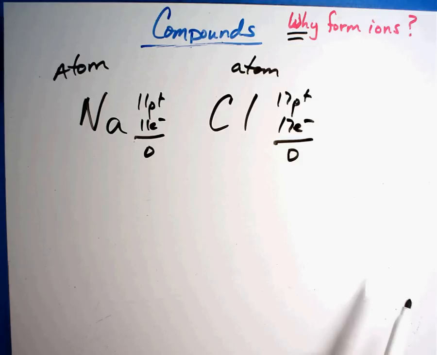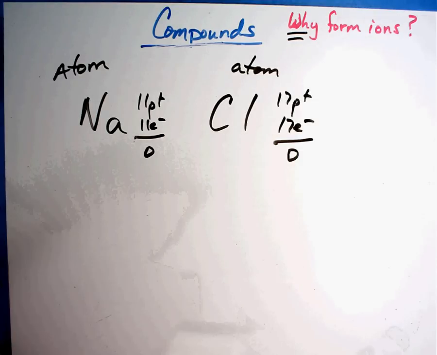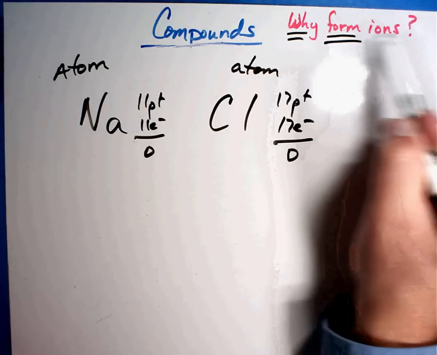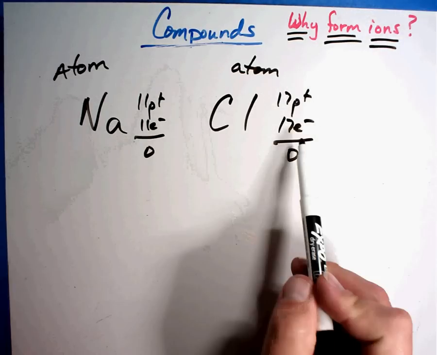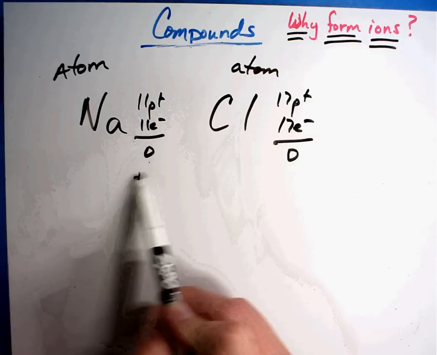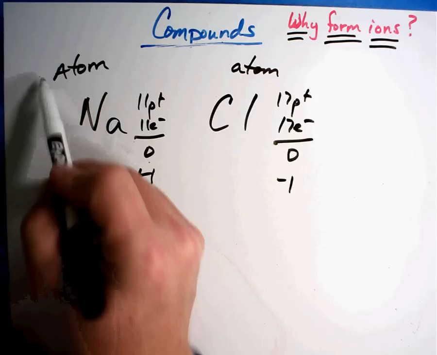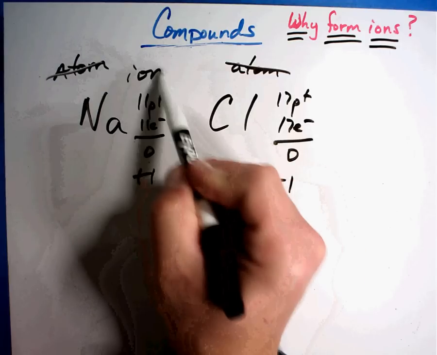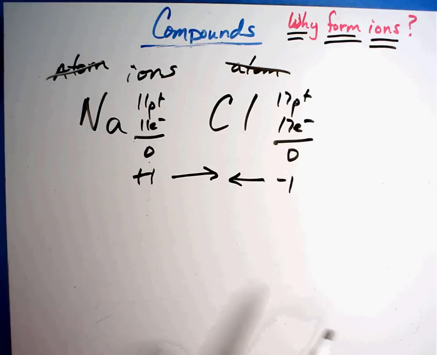No, it won't. So nothing happens. That is why we form ions. When this guy throws away an electron and this one takes in an electron, then they are charged. This one becomes plus 1. This one becomes a minus 1. The word changes. It is not an atom anymore. It becomes ions. Then they attract. That's really what a chemical reaction is.